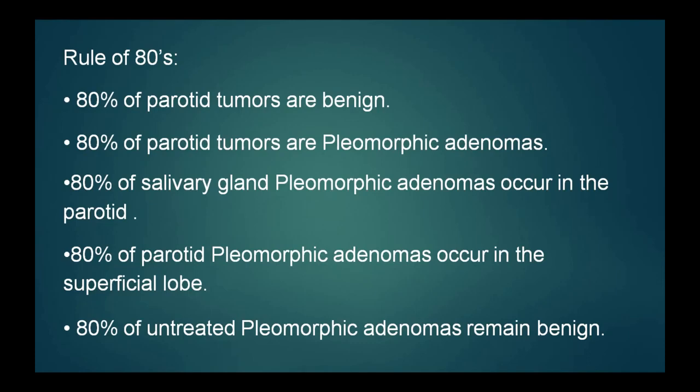Now coming to the rule of 80: 80% of the parotid tumors are benign, 80% of the parotid tumors are pleomorphic adenomas, 80% of the salivary gland pleomorphic adenomas occur in the parotid gland, then 80% of the parotid pleomorphic adenomas occur in the superficial lobe, then 80% of the untreated pleomorphic adenomas remain benign.